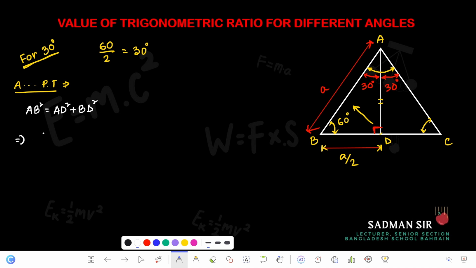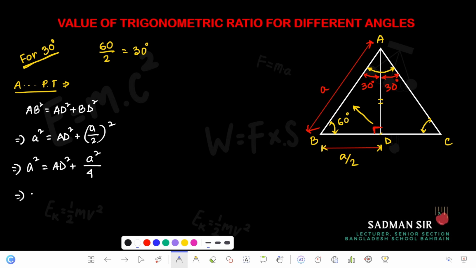Now AB is A, right? This whole thing is A. Then BD is A by 2. So AD length we don't know yet, we are trying to find out, but BD is A by 2. As there is a square, we have to put a square here. So A square equals AD square plus A square divided by 2 square, which is 4.